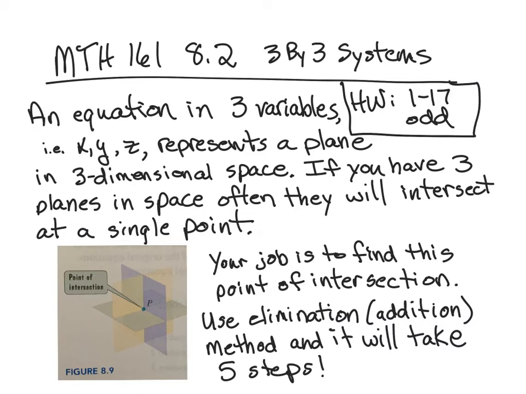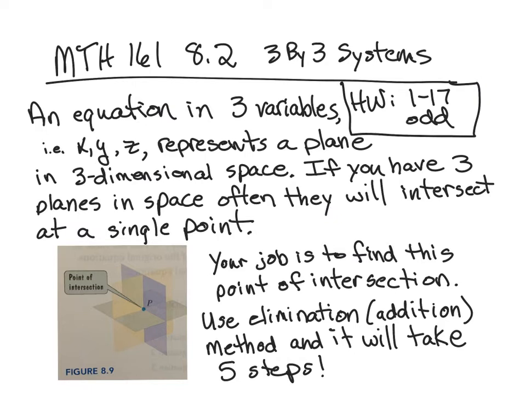In this section, we're taking what we learned in the first section and expanding it from a 2 by 2 system, that's two lines with two variables x and y, and finding the point of intersection on the plane. We're expanding that out to be three equations with three variables. So this is three-dimensional stuff now.